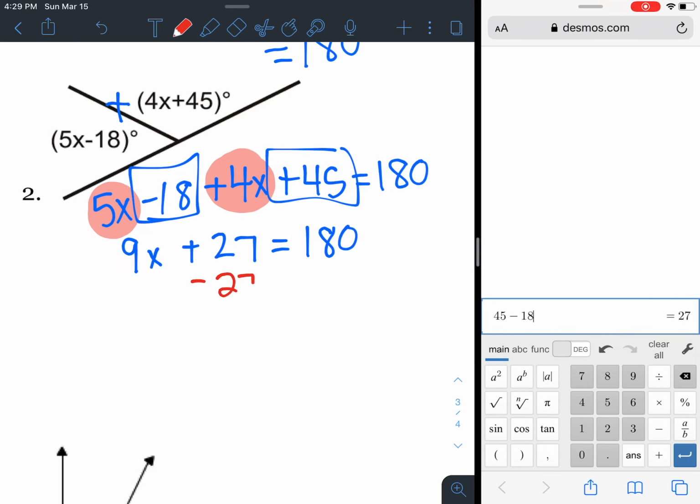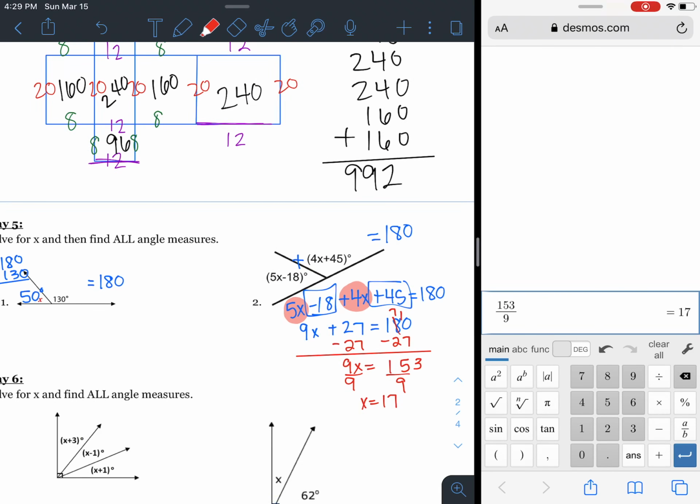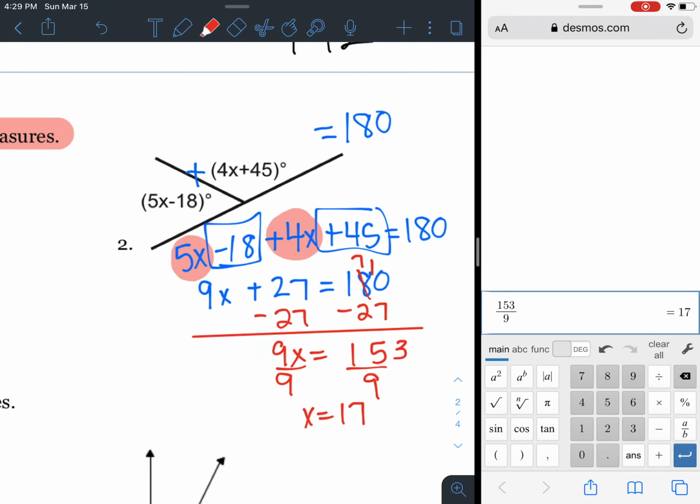Next step, subtract 27 on both sides. This gives us 153. Last step, divide by 9. 153 divided by 9, 17. So x equals 17. That's not all they asked us to do, though. We have to find x and all of the angle measures.